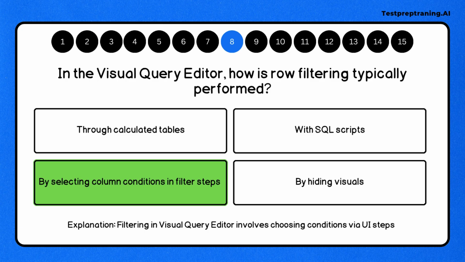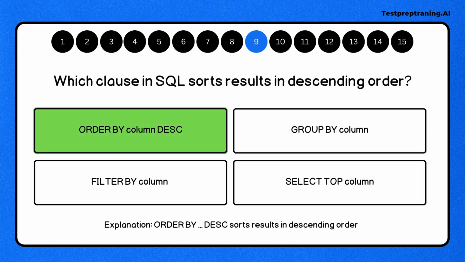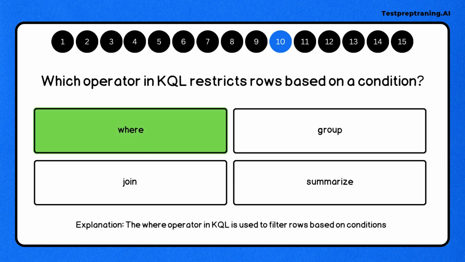UI steps. Question 9. Which clause in SQL sorts results in descending order? Correct answer is ORDER BY column DESC, as ORDER BY DESC sorts results in descending order. Question 10. Which operator in KQL restricts rows based on a condition? Correct answer is where, as the where operator in KQL is used to filter rows based on conditions.